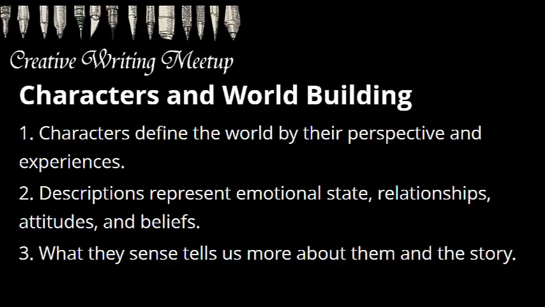We've been working on a series of workshops that explore characters and world building. It's been very fascinating. We've come up with these basic goals: characters define the world by their perspective and their experiences. So as you write, you have to take that into consideration. The characters show us the world around them and what they see. And the descriptions represent the character's emotional state, their relationships, their attitudes, and their beliefs. That's part of your writing goal with your characters: we need to know what they're thinking, how they're doing, and how they feel about what's going on around them in that world. Because what they sense tells us more about them and the story. So you show the world by keeping us informed through their perspective. Makes sense? I hope so.